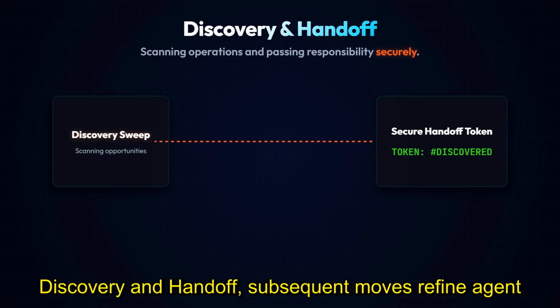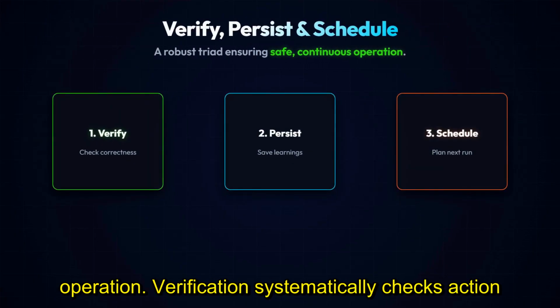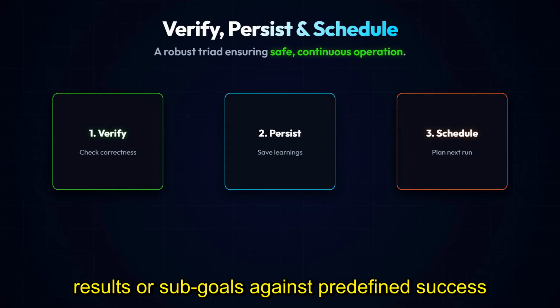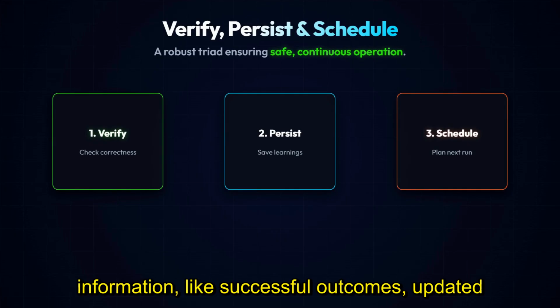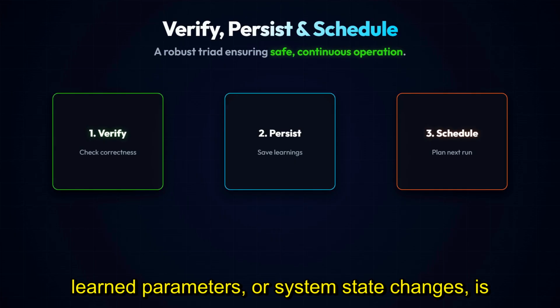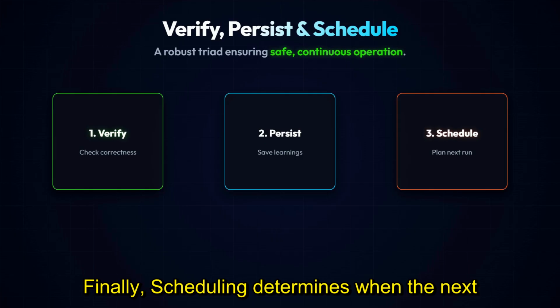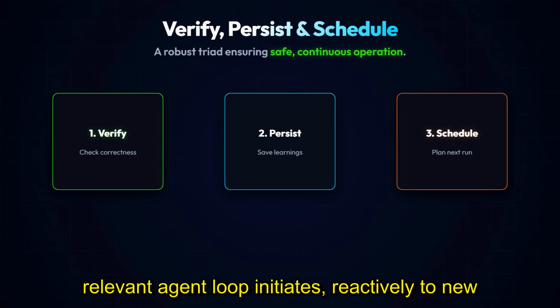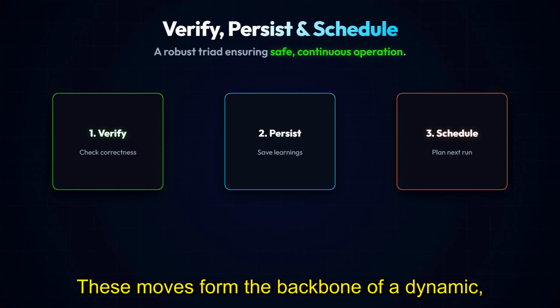Subsequent moves refine agent operation. Verification systematically checks action results or subgoals against predefined success criteria. Persistence then ensures critical information, like successful outcomes, updated learned parameters, or system state changes, is securely stored and accessible for future use. Finally, scheduling determines when the next relevant agent loop initiates, reactively to new triggers or proactively based on learned patterns. These moves form the backbone of a dynamic, responsive agent ecosystem.